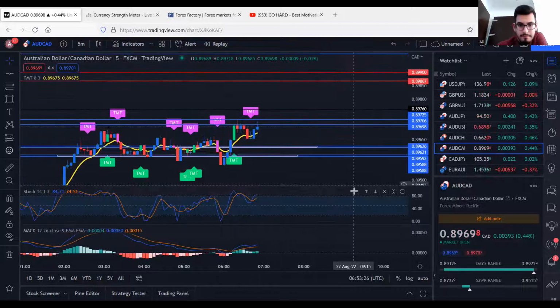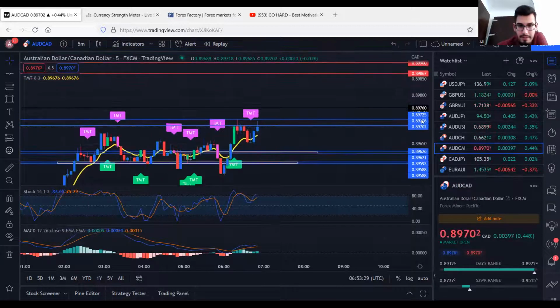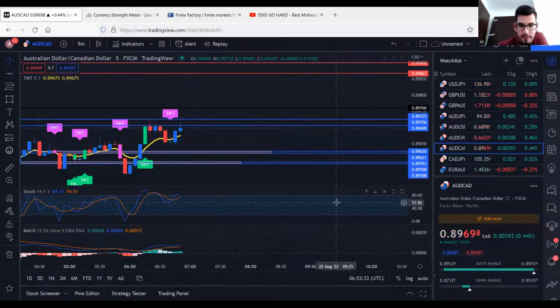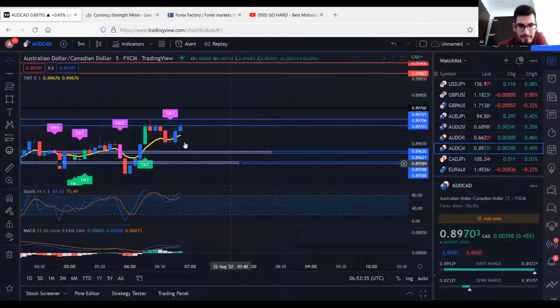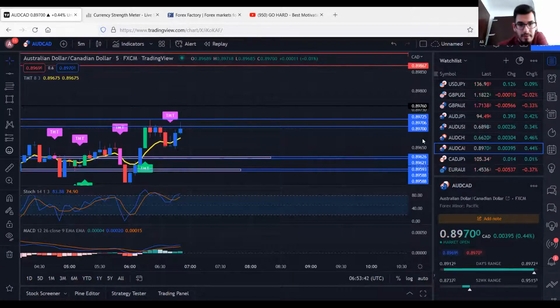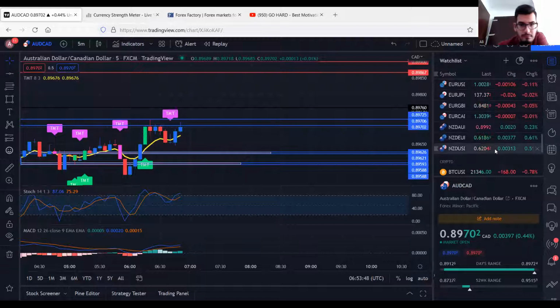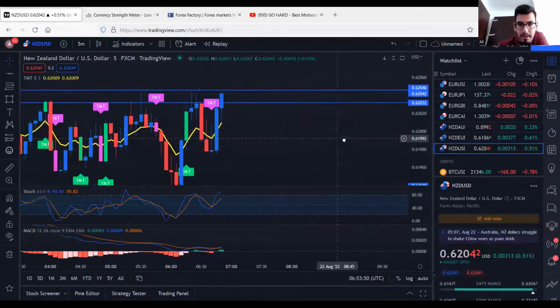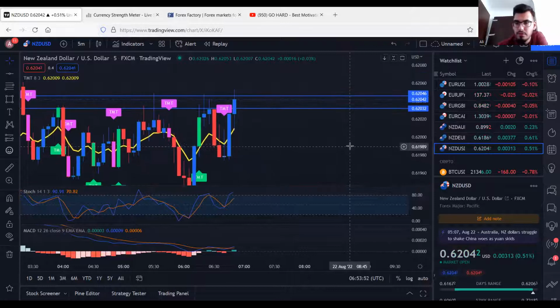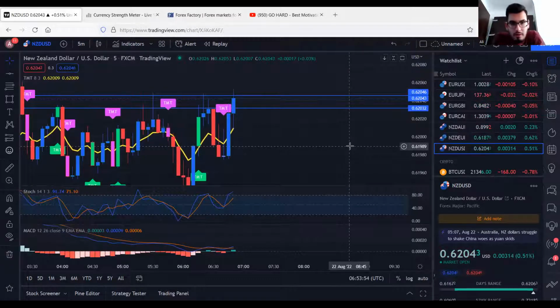AUD/CAD, however, did reach my area. And what did I say? When there was 3 minutes left, I said it can hit my area once again. But let's see now. NZD/USD. It didn't do what I wanted it to do.